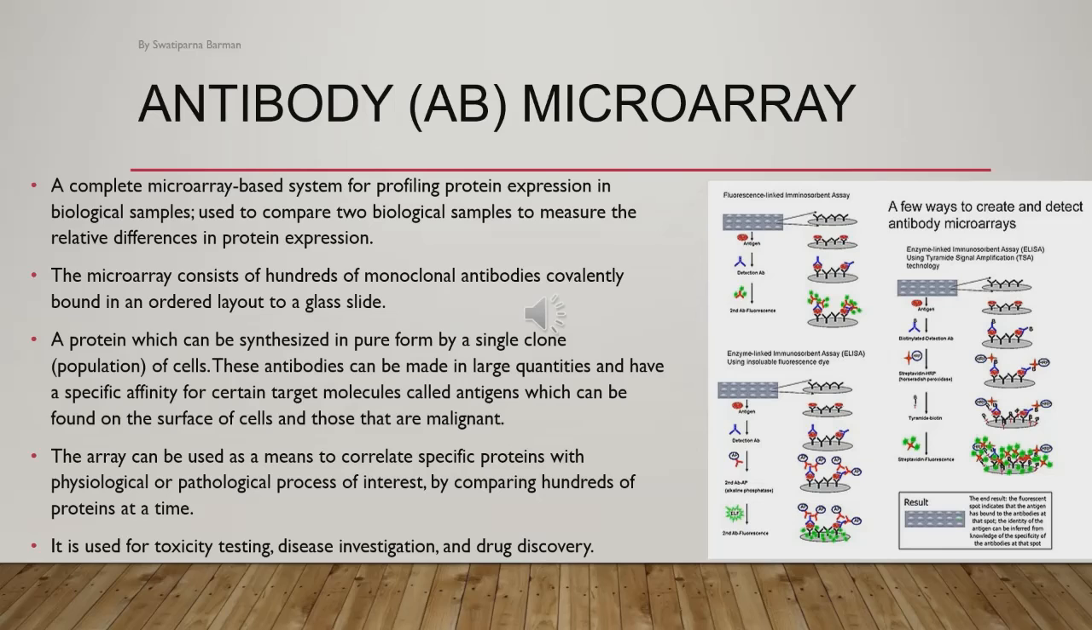These antibodies can be made in large quantities and have a specific affinity for certain target molecules called antigens, which can be found on the surface of cells, including those that are malignant. The array can be used as a means to correlate specific proteins with physiological or pathological processes of interest by comparing hundreds of proteins at a time. It is used for toxicity testing, disease investigation, and drug discovery.